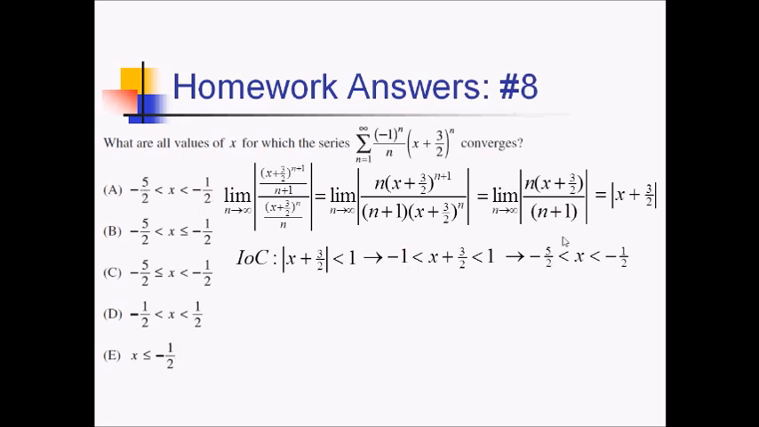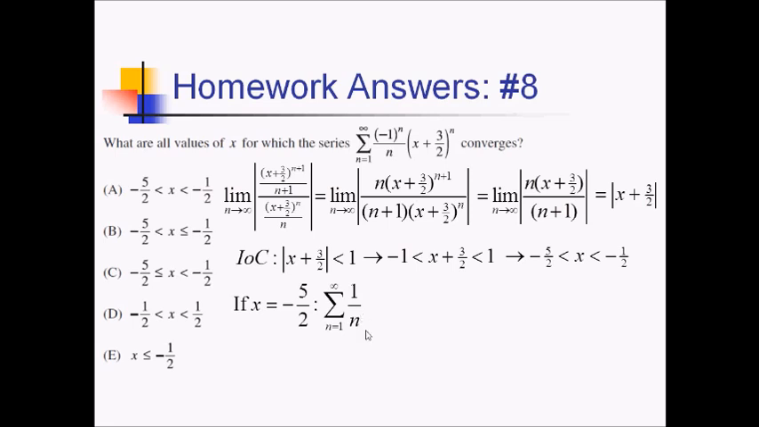We know that at the very least these are the numbers, but we don't know about the endpoints, whether they converge or not. So we need to plug in negative 5 halves and negative 1 half to the original series to figure out if it converges. So plugging in negative 5 halves, what happens? Negative 5 over 2 plus 3 over 2 is just negative 2 over 2, or negative 1. So we've got negative 1 to the n times another negative 1 to the n. Well, that's just going to be negative 1 to the 2n, which is always going to come out to positive 1. So after all that, plugging in negative 5 over 2, we just have 1 over n as the actual series.